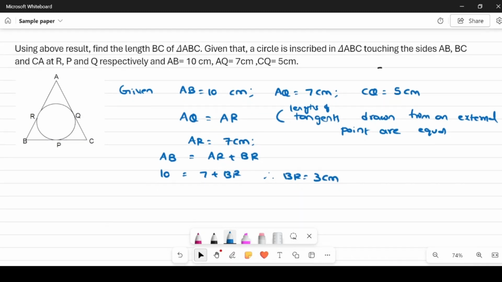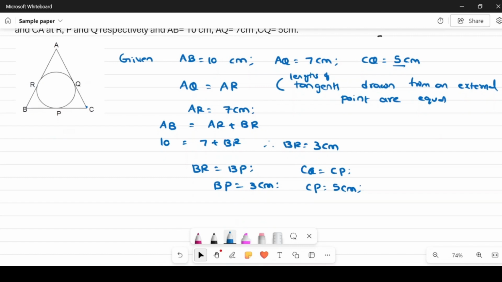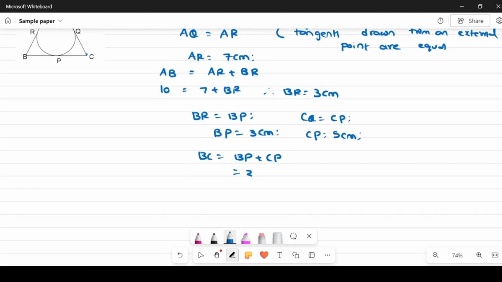Then we have BR is equal to BP. Again, same reason. Tangents from the exterior point are equal. So BP is also equal to 3 centimeters. Then we have again CQ is equal to CP, and CQ is given as 5 centimeters, so CP is also 5 centimeters. We have BC is equal to BP plus CP, which is 3 plus 5, is equal to 8 centimeters. That's all.